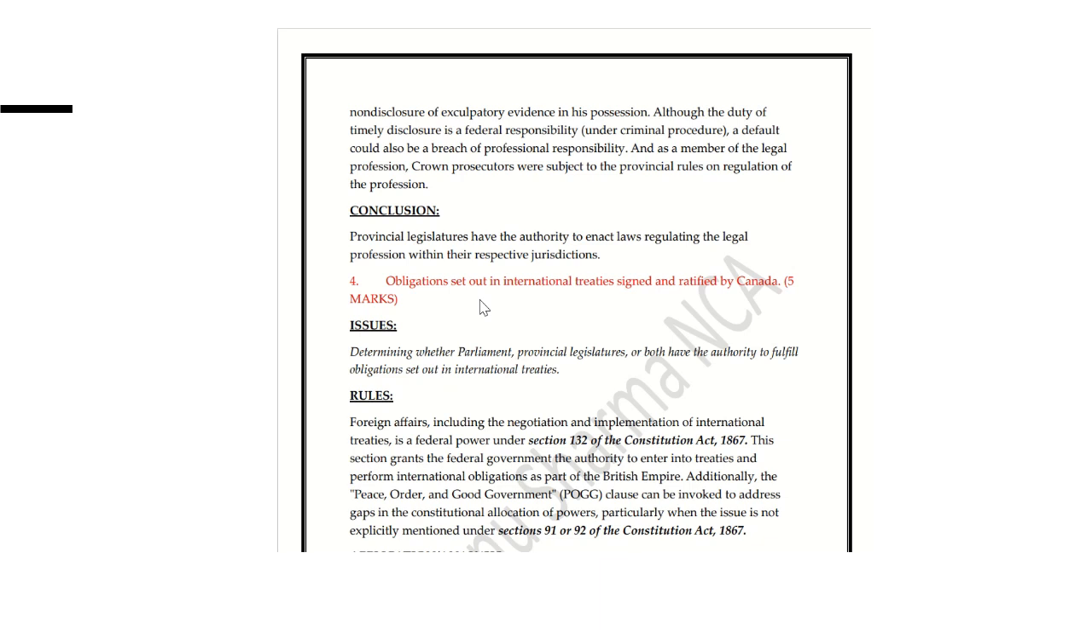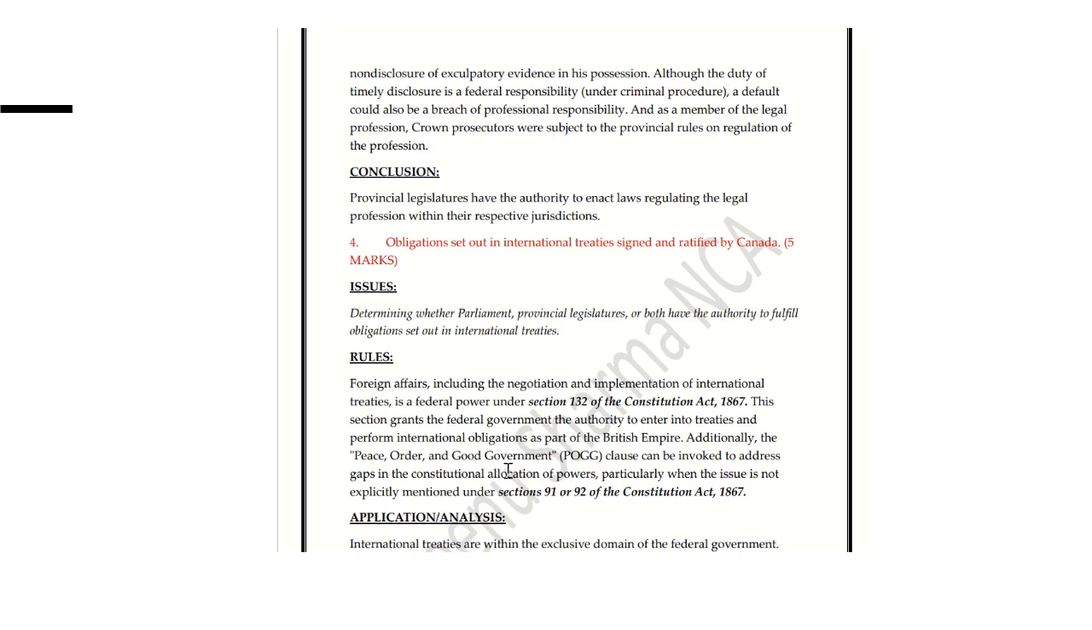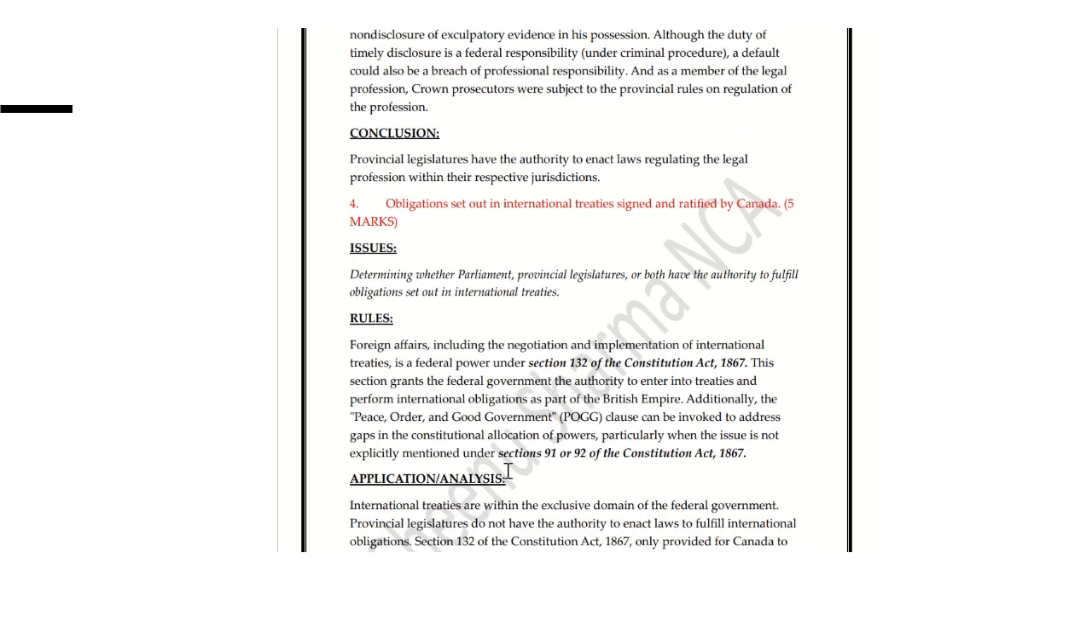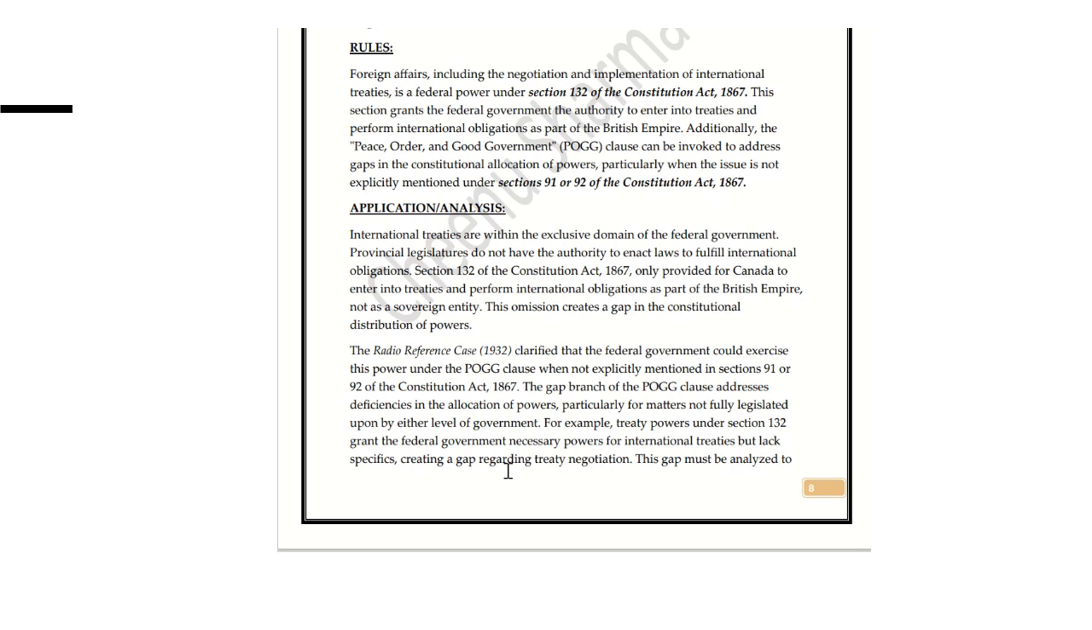So next is obligation set out in international treaties signed and ratified by Canada. For international treaties, we already discussed section 132. So foreign affairs, including negotiation and implementation of international treaties, is a federal power under section 132. Then if we talk specifically about international obligation, we can also invoke peace, order, and good governance, because particularly this is not mentioned under any of the sections like 91, 92.